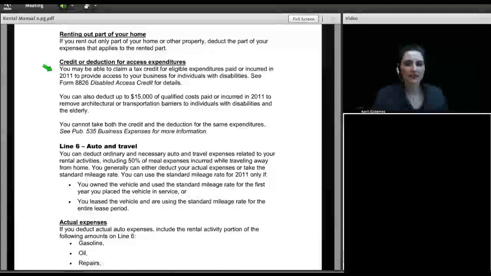Also, credit or deduction for access expenditures. You may be able to claim a tax credit for eligible expenditures paid or incurred in 2011 to provide access to your business for individuals with disabilities, including a rental property. If you had that, you may file Form 8826 for the disabled access credit. You could also possibly deduct up to $15,000 of qualified costs paid or incurred in 2011 to remove architectural or transportation barriers to individuals with disabilities and the elderly. Both the credit and the deduction here I cover in my class next Thursday, the final class in this series of 1040 courses on tax credits for business. That's where I discuss those in further detail.